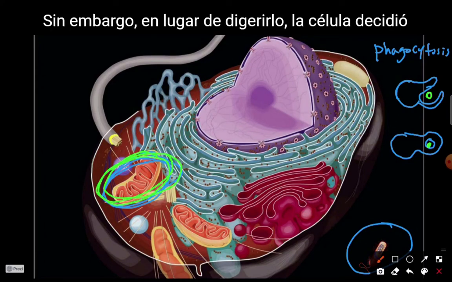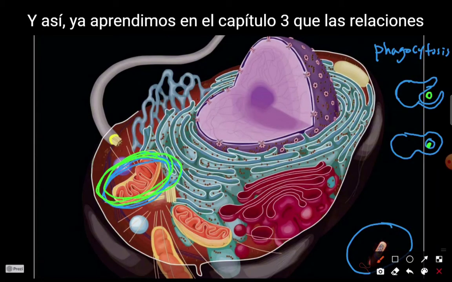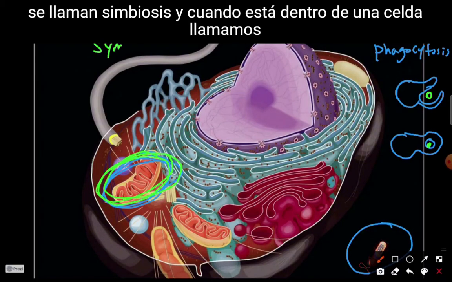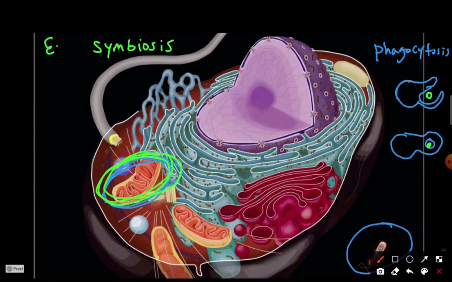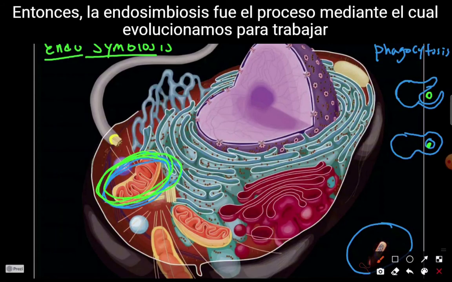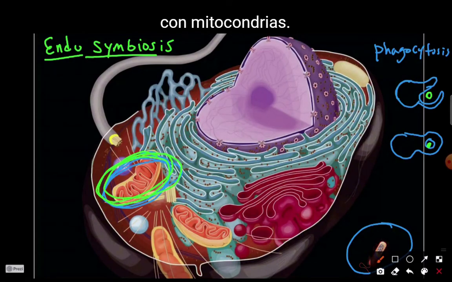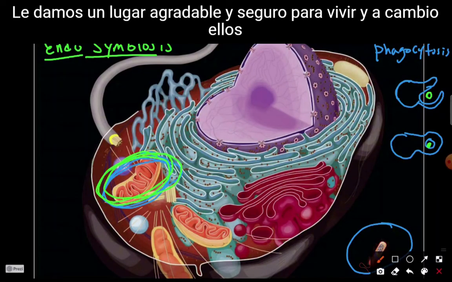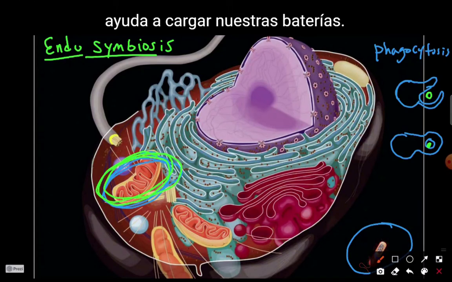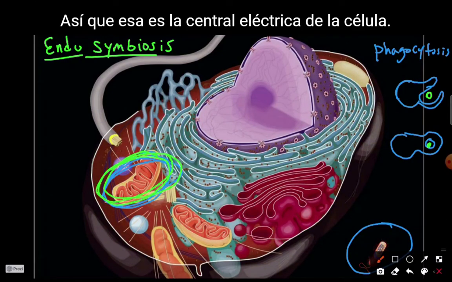However, instead of digesting it, the cell instead decided to form a partnership. And so we already learned in chapter 3 that relationships are called symbiosis. And when it's inside of a cell, we call that endosymbiosis. So endosymbiosis was the process by which we evolved to work with mitochondria. We give it a nice, safe place to live, and in exchange, they help to charge our batteries. So that's the powerhouse of the cell.